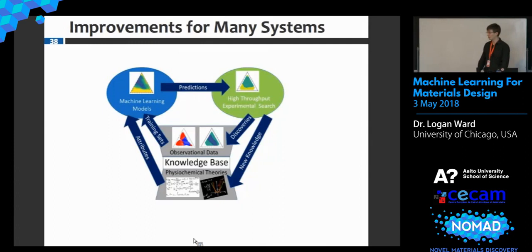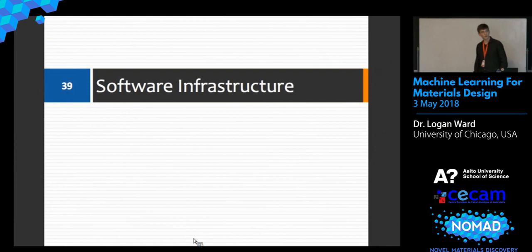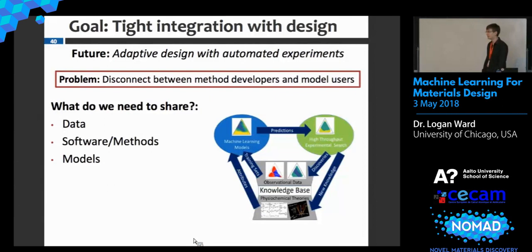So in general, this iterative approach is what I think could be a very important method in the future for materials design. And really one thing that I've identified over the course of these studies is one of the factors limiting machine learning from being used more prevalently is a disconnect between the folks developing machine learning models and those who would actually use them in practice.